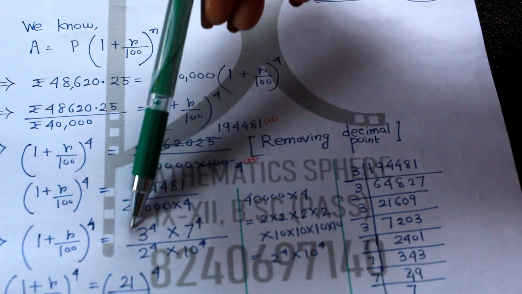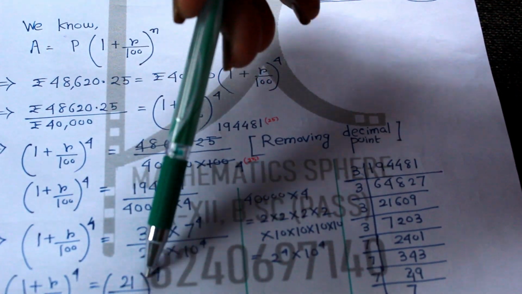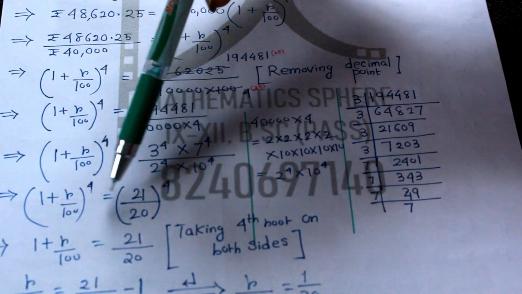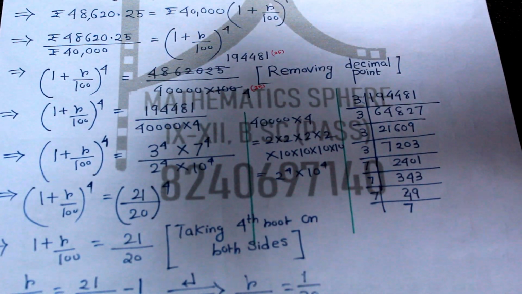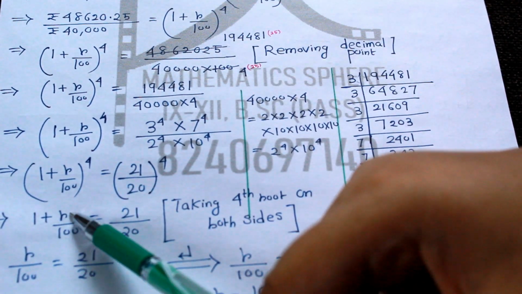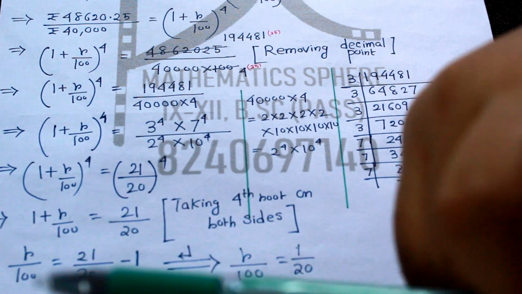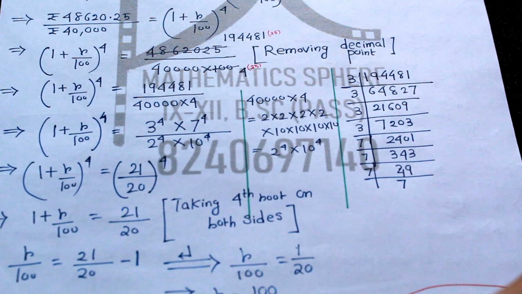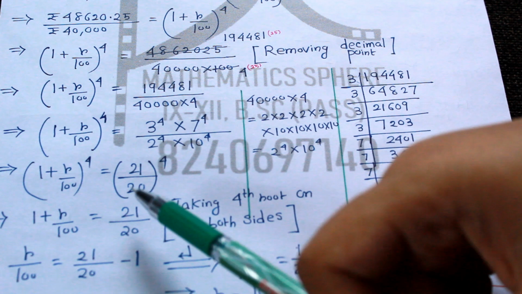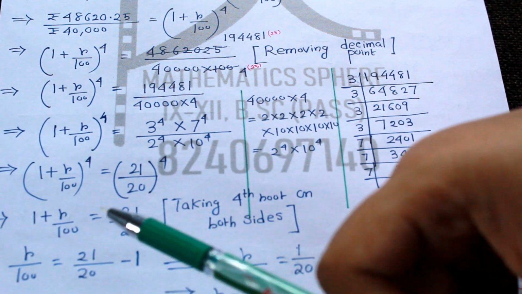Means if you can get this, the rest will easily come. Same thing will be here and here, hence whole to the power 4 is coming. So you are getting (1 + r/100)^4 equal to (21/20)^4. Now we can remove these 4s, so it will become 1 + r/100 equal to 21/20. Means we are taking the fourth root on both sides. In square root, from two sets of 2 we take out 1. So here out of four 21s we are taking out 1, out of four 20s we are taking out 1.